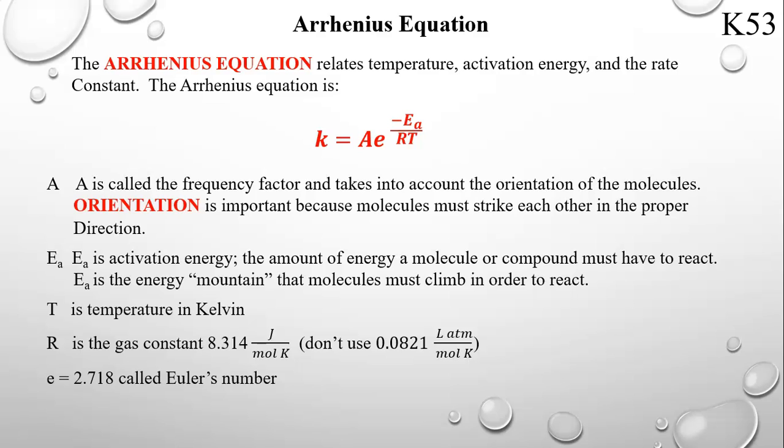So let's read this. A. What is A? A is called the frequency factor, and it takes into account the orientation of the molecules. Orientation is important because molecules must strike each other at the proper direction. So it's the direction that they're pointed.